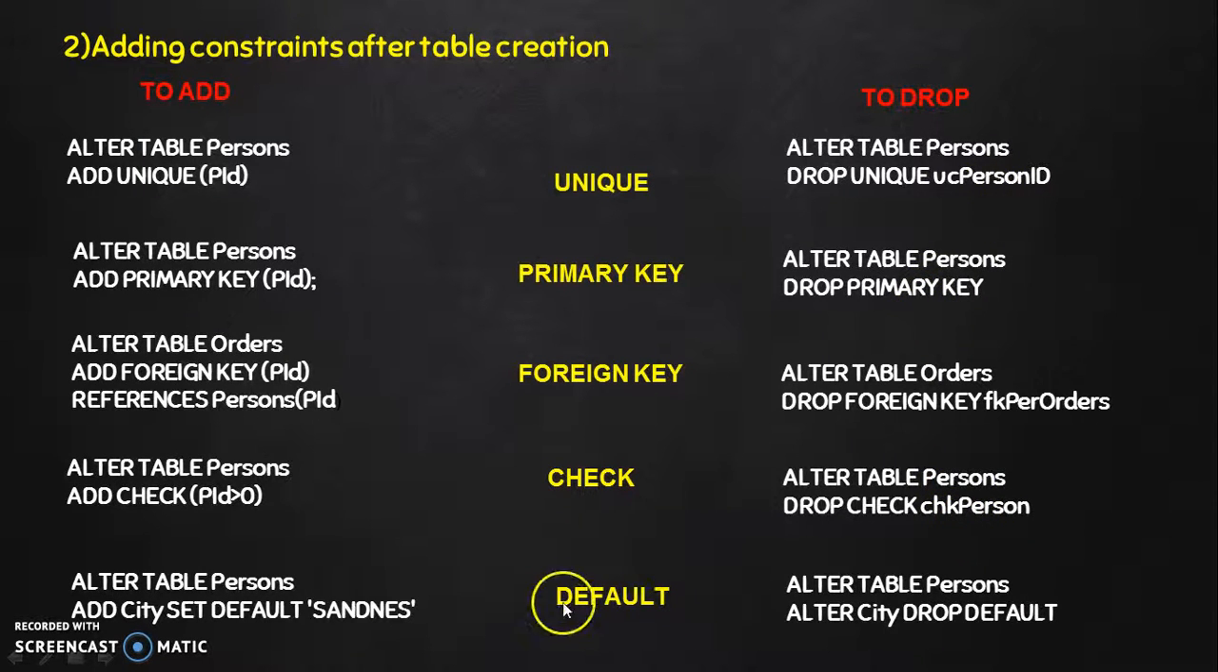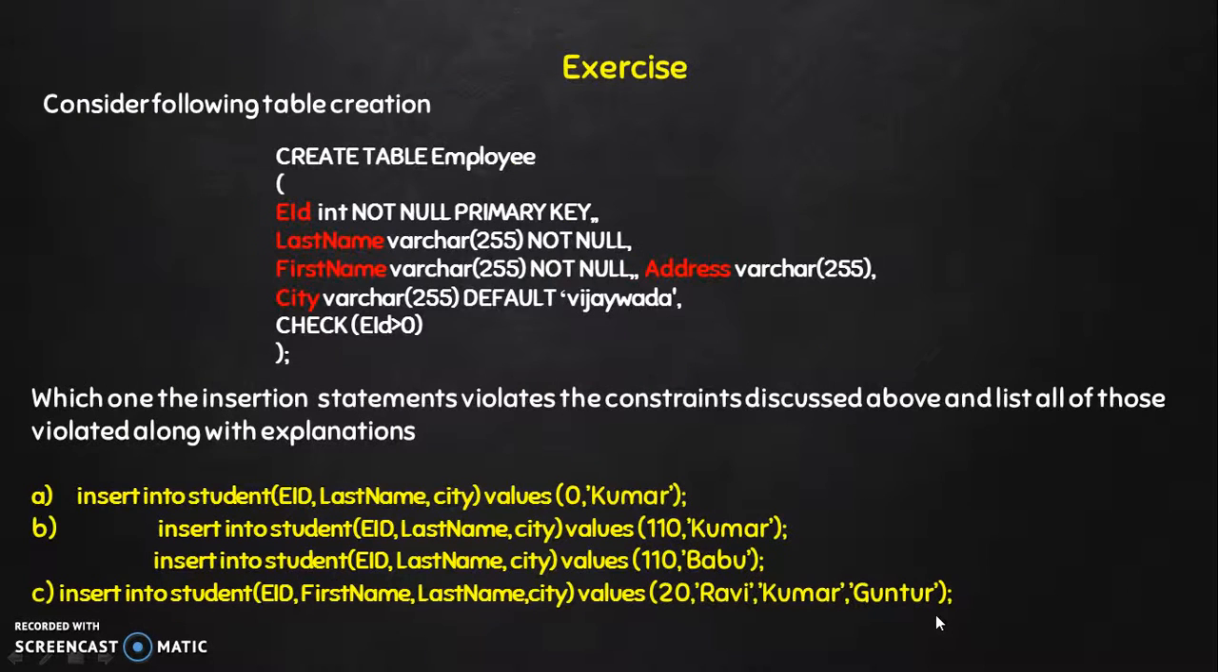The default constraint can be created using the alter and add construct. Here we are trying to assign a default constraint for the city attribute and its default value is sadness. Similarly, we can also remove the default constraint of the city attribute using the alter and drop construct.